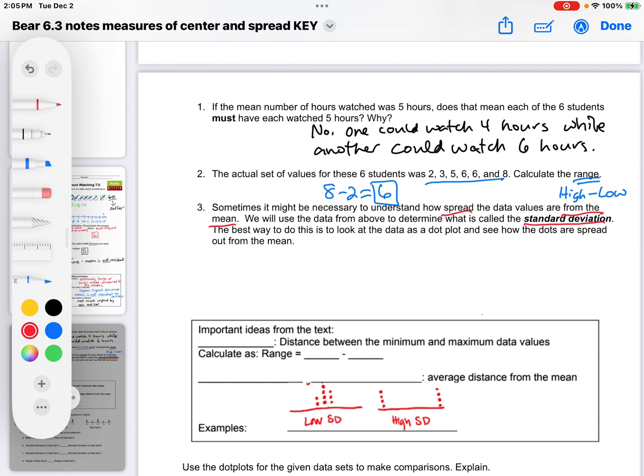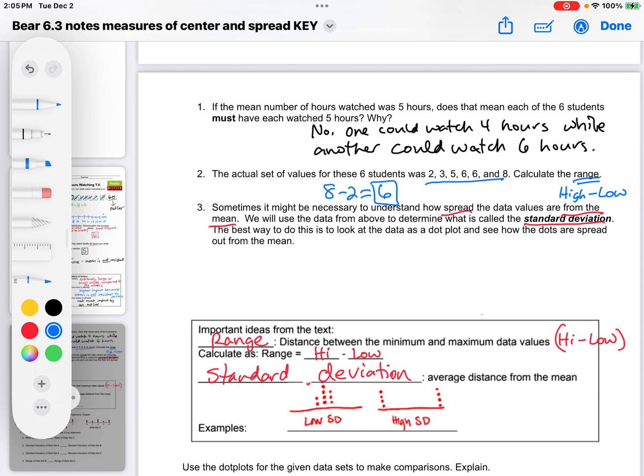The best way to do this is look at the data as a dot plot and see how the dots are spread out from the mean. Okay? So, important ideas. We call the range the distance from the max to the min. So that's just high minus low. Okay? And then the standard deviation. Standard deviation is the average distance from the mean.